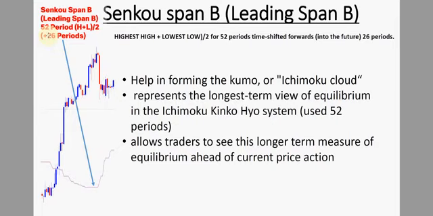Actually, it is the longest term view of equilibrium within this system. The reason is we already have the first indicator, which is the Tenkan-sen, which uses 9 periods. Then we have the Kijun-sen, which uses 26 periods, and now we have Senkou Span, which uses 52 periods. So it's the longest indicator here with the longest period.